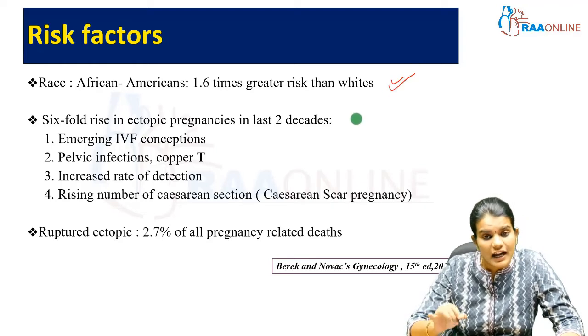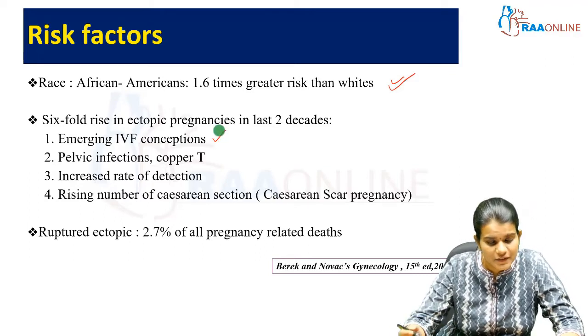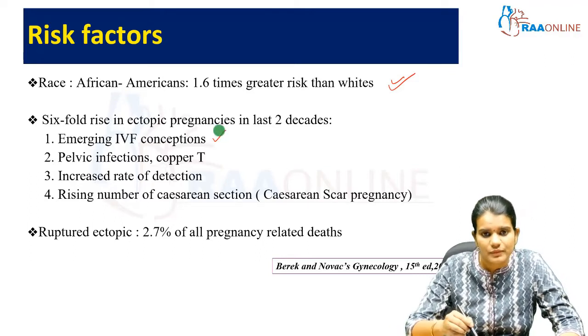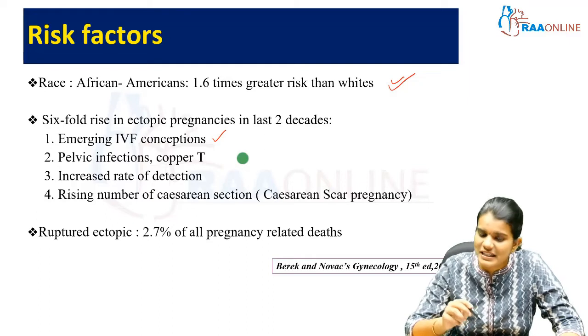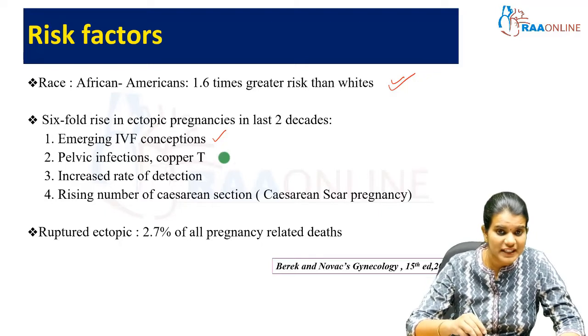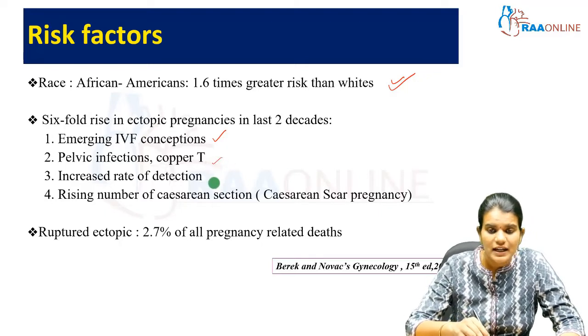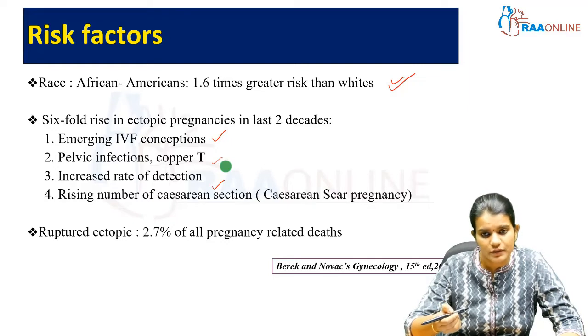However, there is an iatrogenic risk of ectopic pregnancy, that is by means of increased IVF conceptions. That is my field of specialization, so we do see a lot of these ectopic pregnancies in our practice. The first thing which we rule out in any IVF conception is whether it's an intrauterine or ectopic gestation. Then pelvic infections, presence of a copper-T, increased rates of detection, as I told you, because of the increased availability of ultrasound, and the rising number of caesareans causing the caesarean scar pregnancies.